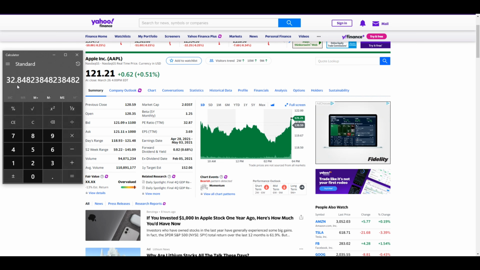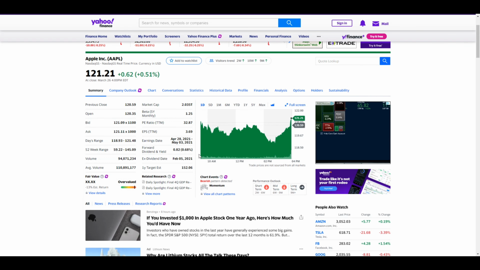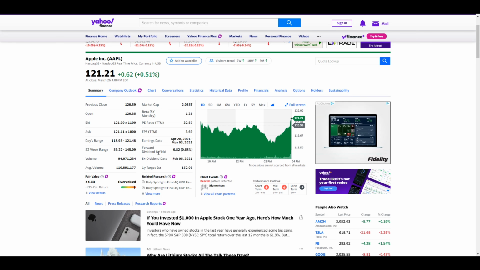And you get about 32.8, just like you do here. And that's how you calculate the PE ratio. Here are the earnings dates. Here's the dividend and yield.